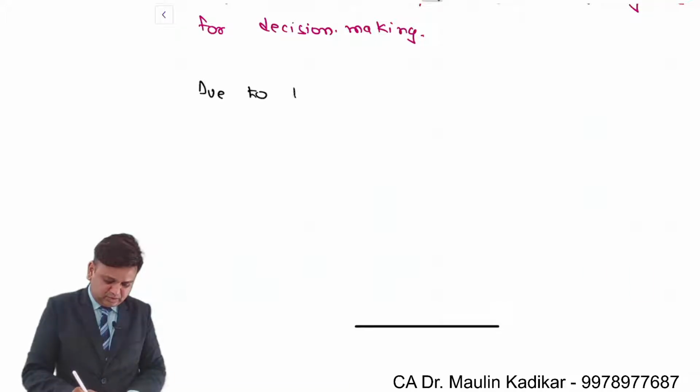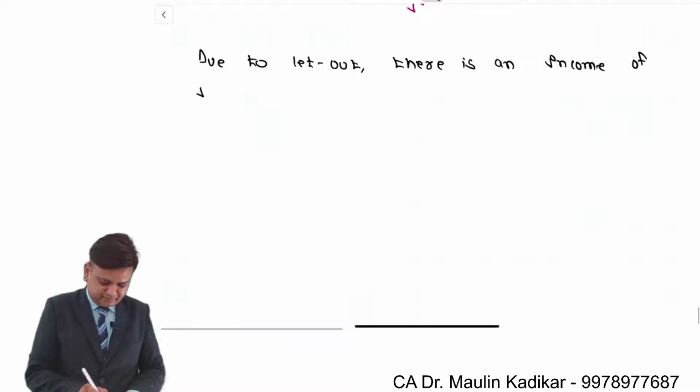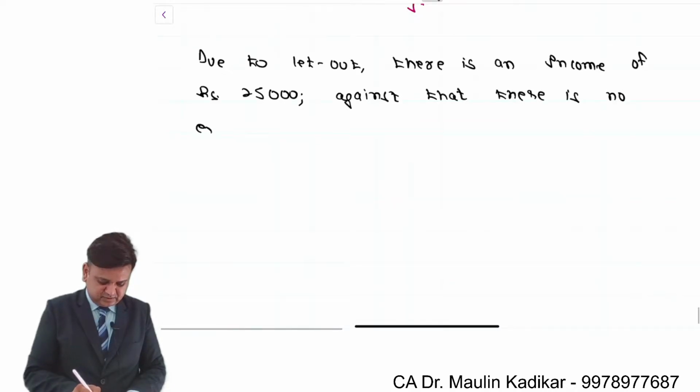Due to letting out, there is an income of rupees 25,000, against that there is no expense. Full stop.